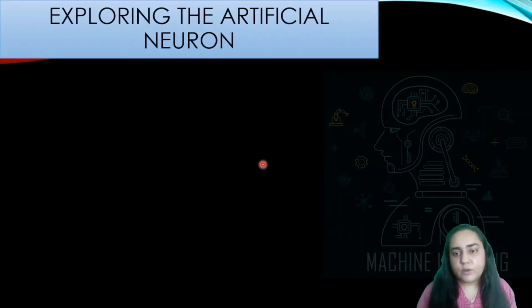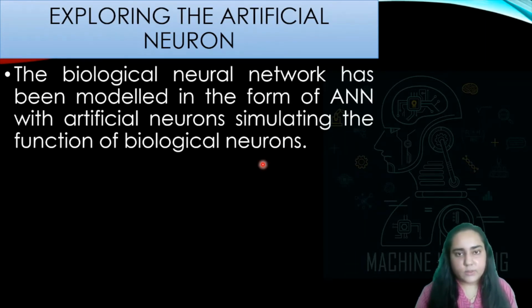Now since we know a little bit about the biological neuron, let's now explore the artificial neuron. So the biological neural network has been modeled in the form of an ANN, with artificial neurons simulating the function of biological neurons. That's basically what's happening here in a computer. You are trying to create a program that's going to mimic the way human beings transmit information. And that's why we have an artificial neuron.